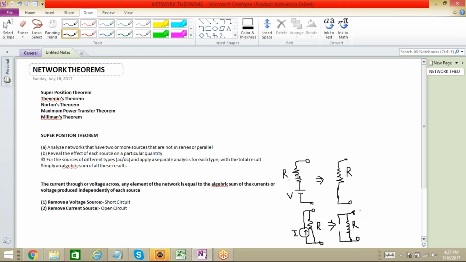So remember this point, it's a very important point. For removing a voltage source, it should be a short circuit. For removing a current source, it should be an open circuit. Since the effect of each source will be determined independently, the number of networks to be analyzed will be equal to the number of sources. It may be a current source or a voltage source.